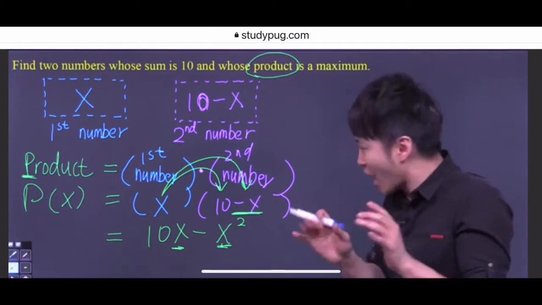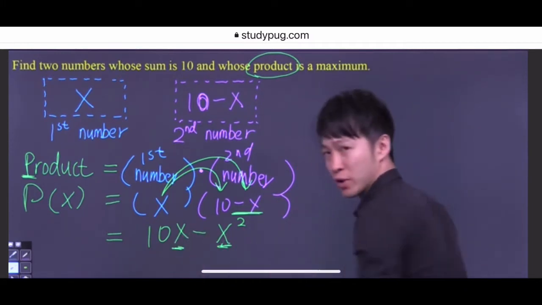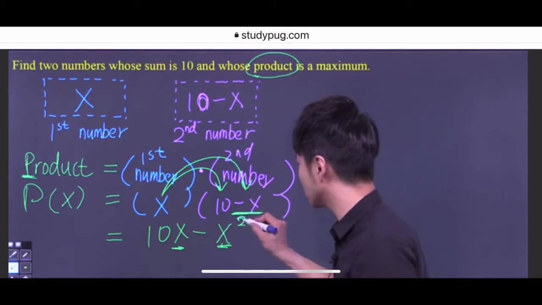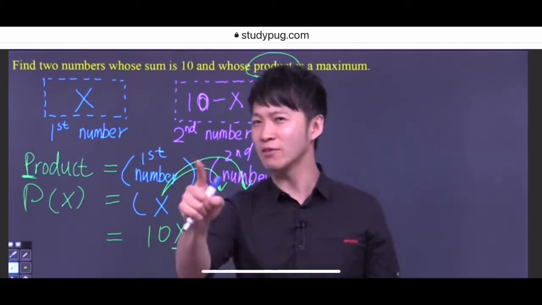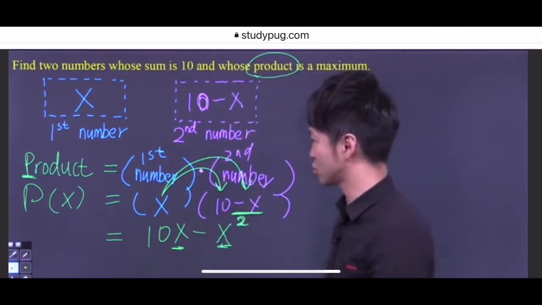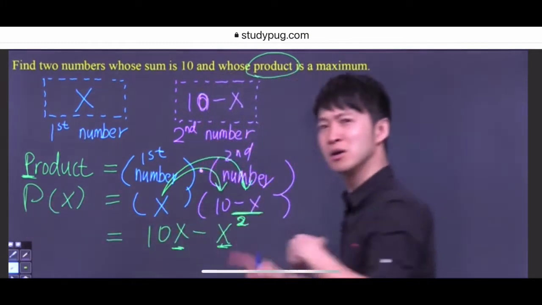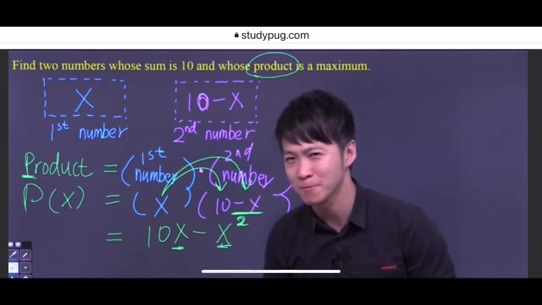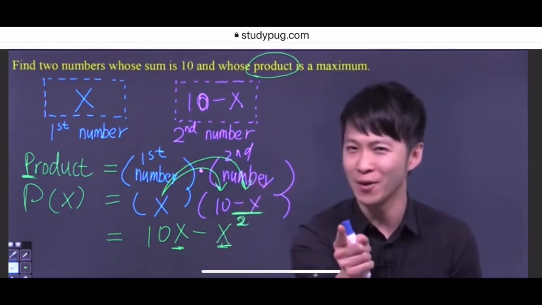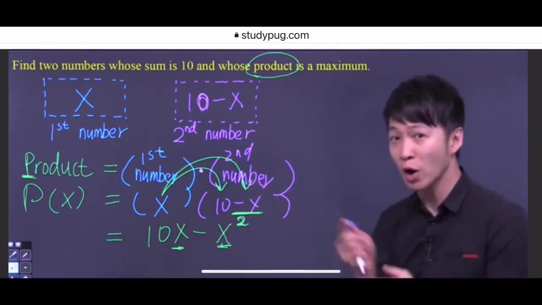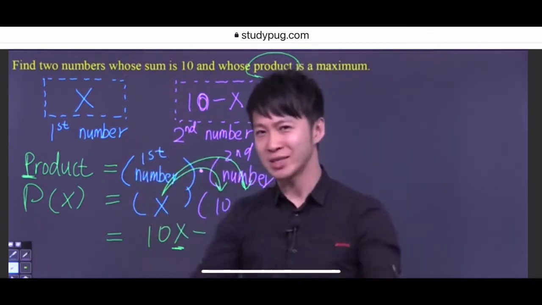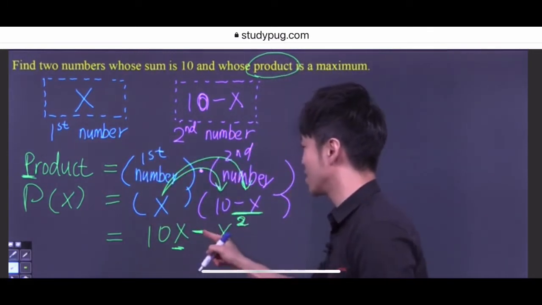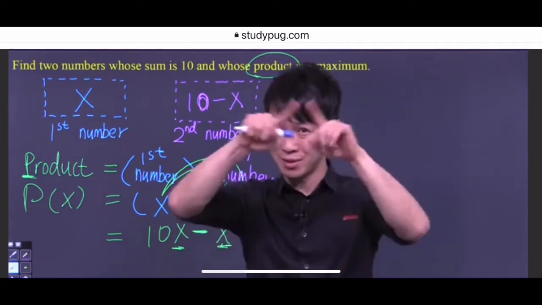Well, let's look at the highest exponent in this polynomial. The highest exponent is 2, and that tells us we have a quadratic function. So the product function in this case is a quadratic function. And what's the graph of a quadratic function? A parabola, right? So we have a parabola opening up or opening down. Look, in front of x squared, we have a negative. So we have a parabola opening down.